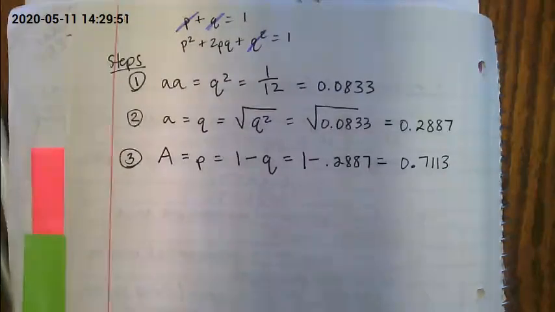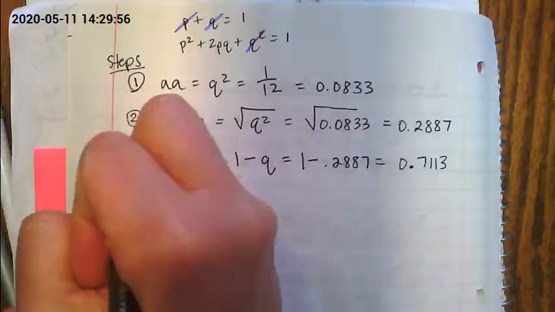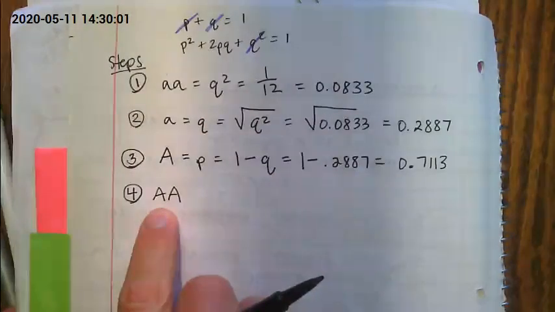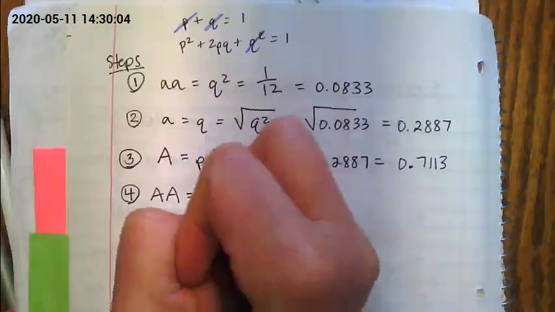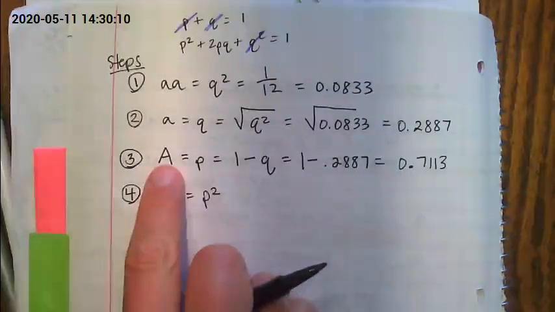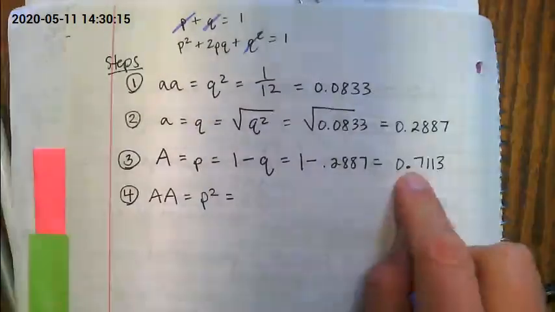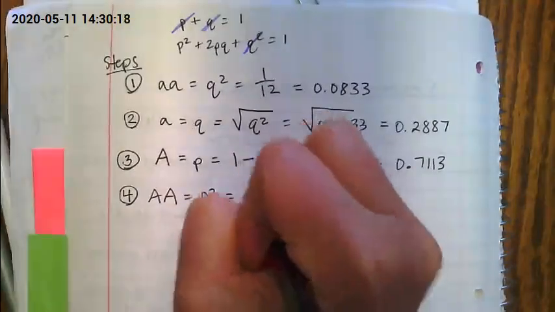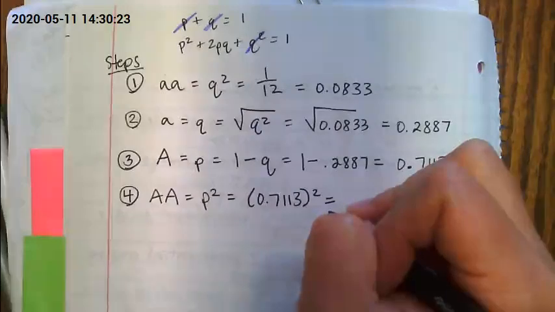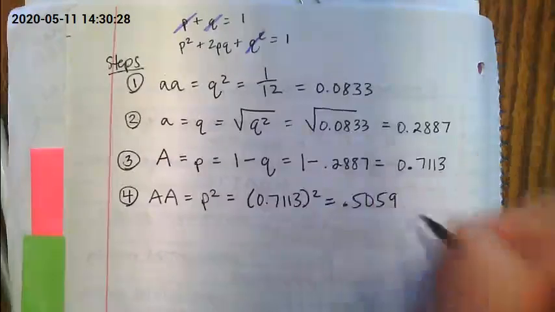So really we could do everything now. What do you want to do next? We just did P, so let's do P squared. P squared is going to be our homozygous dominant genotype. We already got the dominant allele. So P squared, so this was P, so we're just going to plug that in. That is 0.5059.